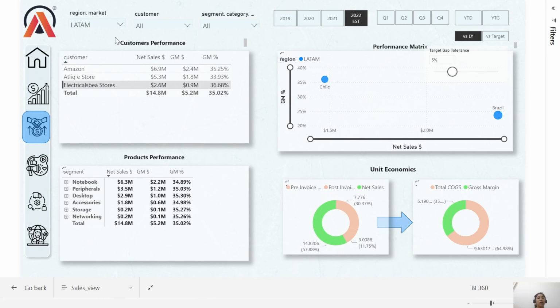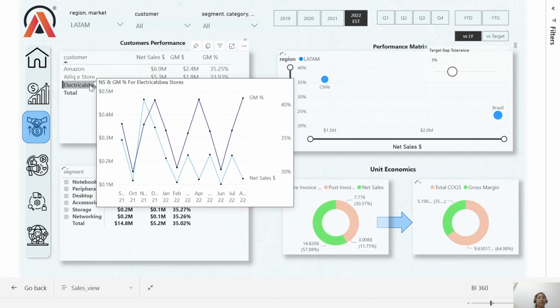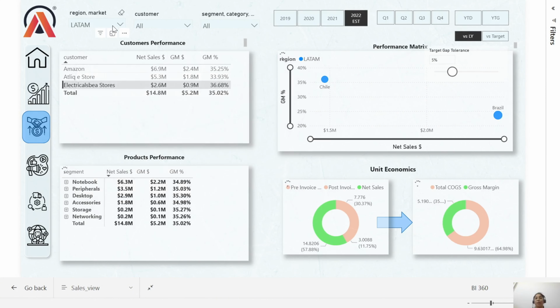Here I have included a tooltip. You can see monthly trends, making it easy for the sales team to analyze the sales over time. We already discussed earlier, AtliQ has opened a store in Latin America to meet a huge loss. Now I'm going to analyze the Latin America sales report here.